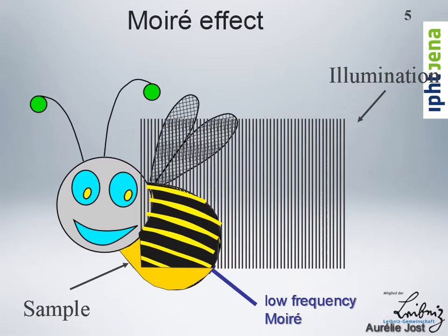And so the trick is now, because we know that we illuminated with a periodic pattern, we can do a little bit of mathematics and recover the original B pattern, so to say. And how this is done, I'm going to show you in the next slides.